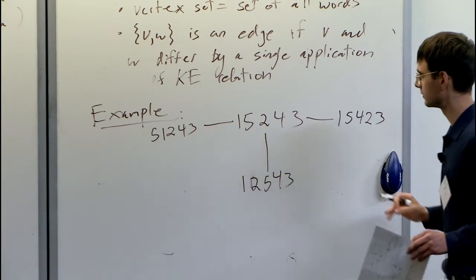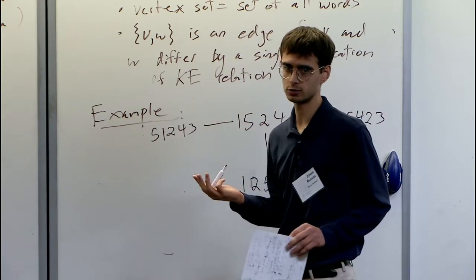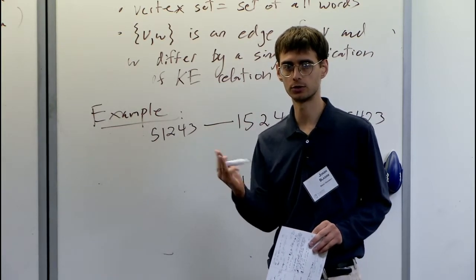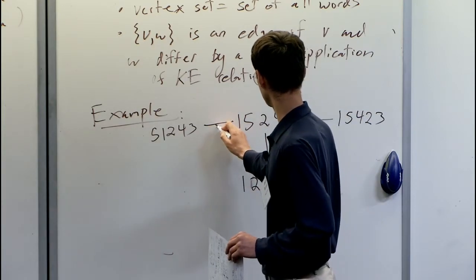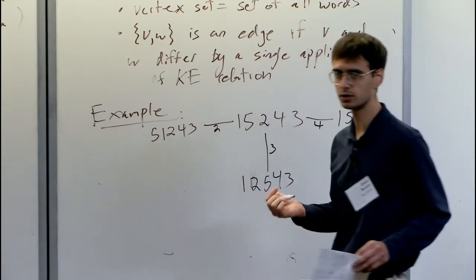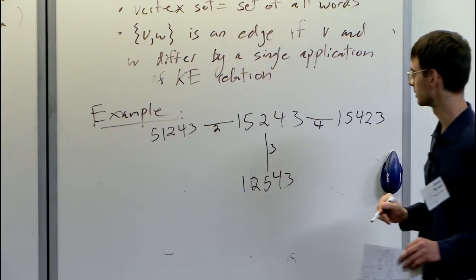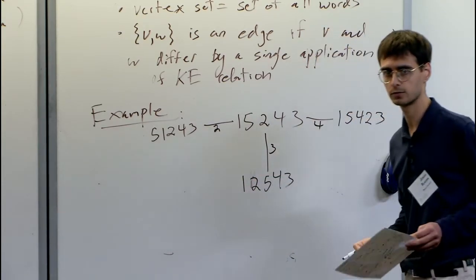And sometimes it's convenient to put labels on these edges that tell you which three letters you did the Knuth equivalence at. So the natural way is to put the position of the middle letter that you used. So this will be labeled 2, 3, and 4.